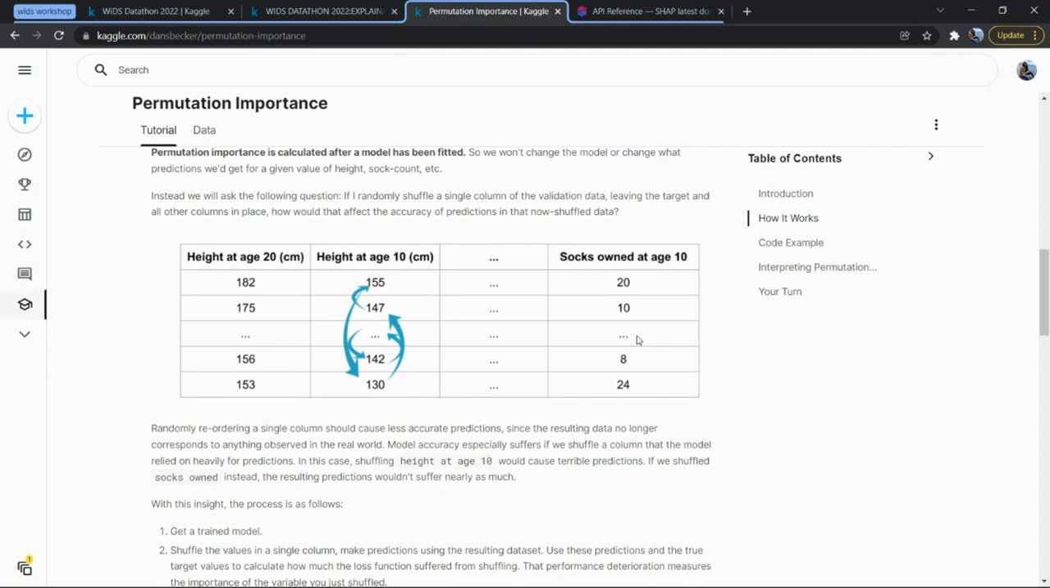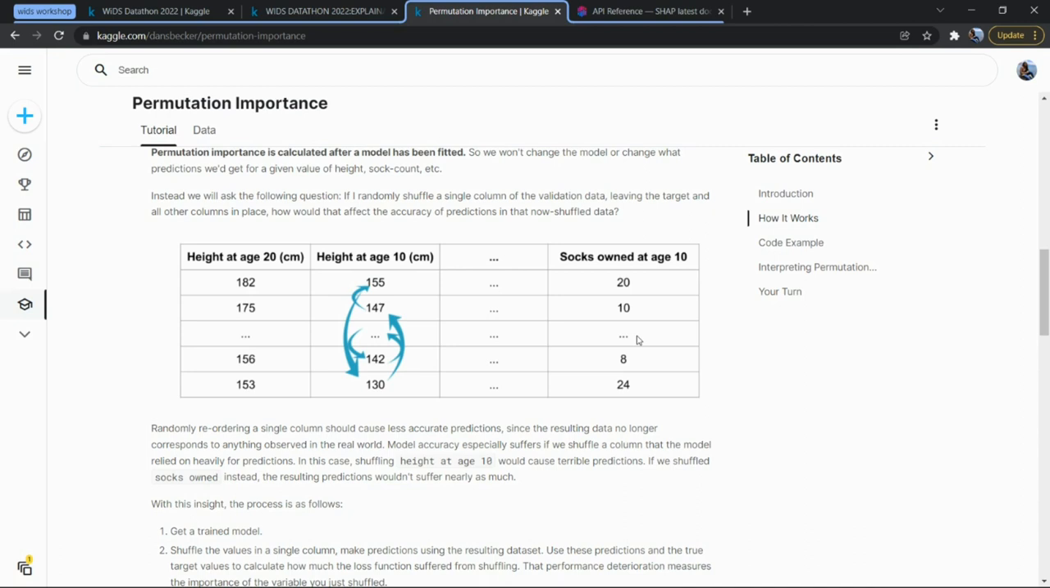Instead, you ask the following question. If you randomly shuffle a single column of the validation data, leaving the target and all other columns in place, how will that affect the accuracy of prediction on that now shuffled data? In the validation set, you did the train test split and made the X train and X test. So in the new X test, you take a feature column and you shuffle the values over the rows. Different observations, you shuffle the value of any feature, for example floor area. You first shuffle the values, then make the prediction and see how accurate the predictions are, how the loss is, whether it is increasing or decreasing.